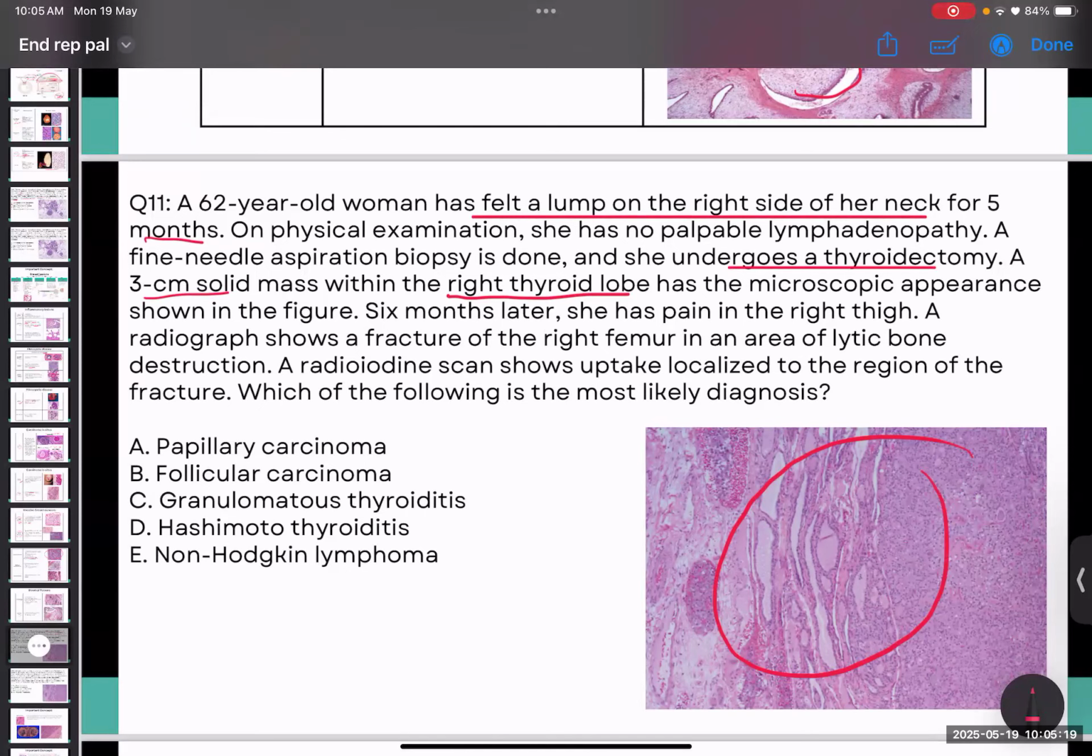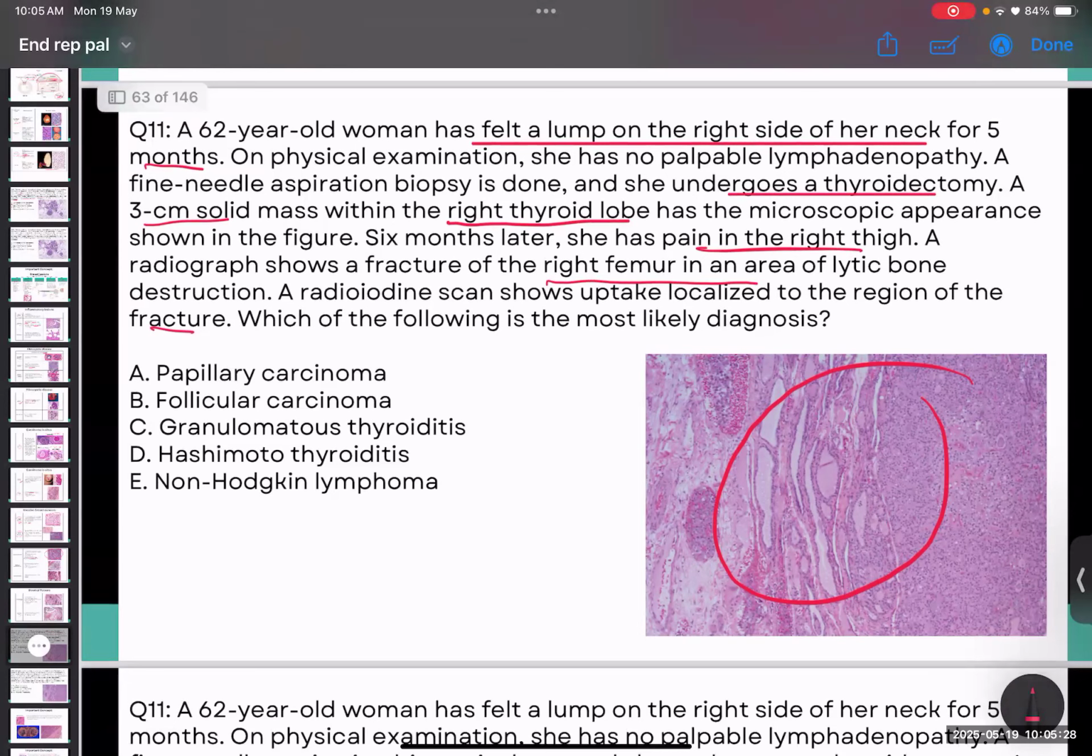6 months later, she has pain in her right thigh, and a radiograph shows a fracture of the right femur. A radioiodine scan shows uptake localized to the region of the fracture. Which of the following is most likely the diagnosis? Just basing off of the clinical presentation, this has to be cancer because there's been metastases to the bone. And usually when there's been metastases to the bone, it's hematogenous metastases, which is usually seen in follicular carcinoma and not papillary carcinoma. Papillary carcinoma would have lymph node metastases, okay? So just basing off of the clinical picture itself, I can tell this is follicular carcinoma.